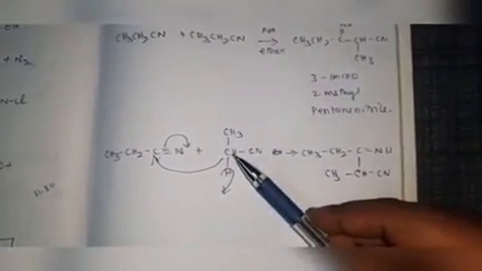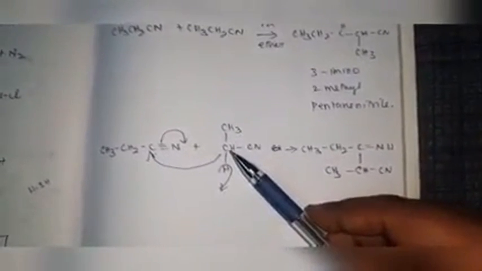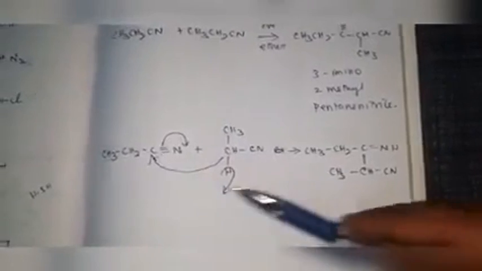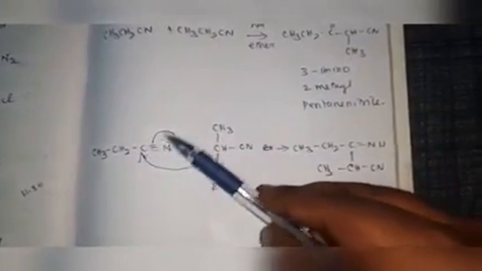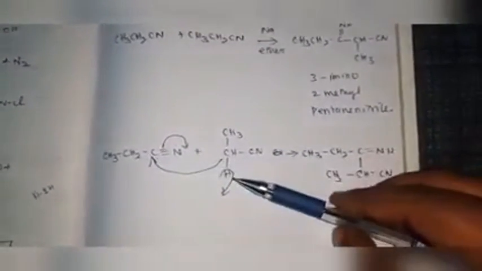So a new bond is formed between the CH and this carbon. After forming that bond, immediately this bond comes out and forms a minus, so a double bond is present. That minus takes this H plus, which means it forms NH.